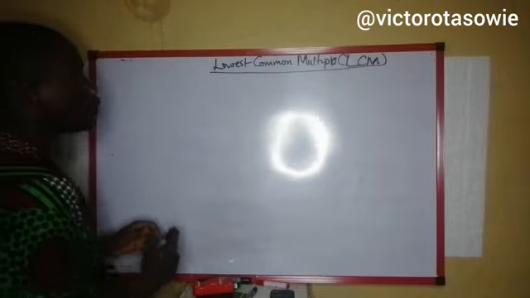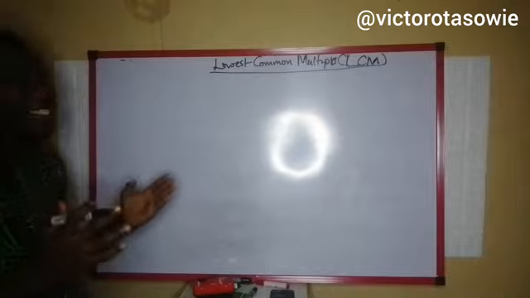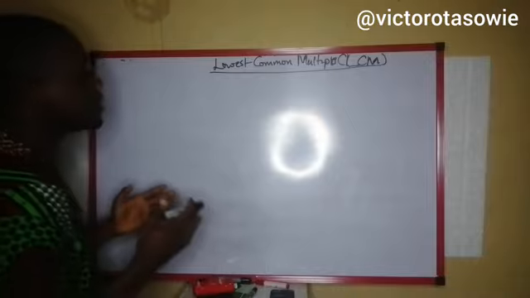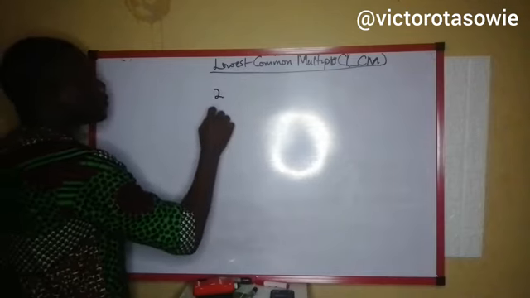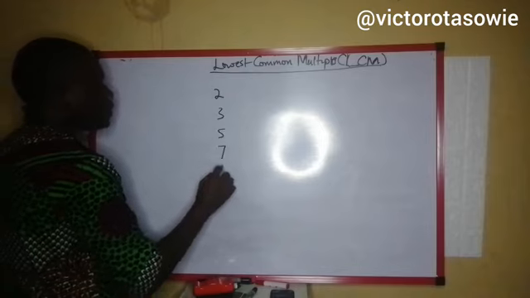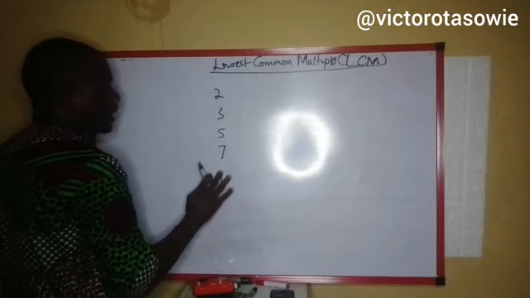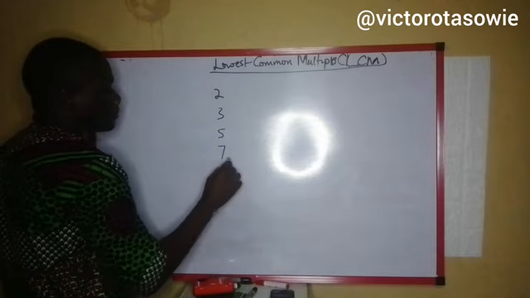Lowest common multiple. So the first thing is every number has a multiple. So we can start and say multiples of 2, multiples of 3, multiples of 5, multiples of 7, multiples of 9. Let's use multiples of 9.